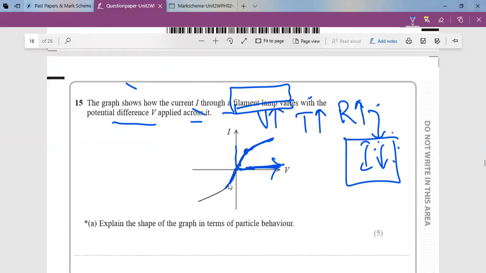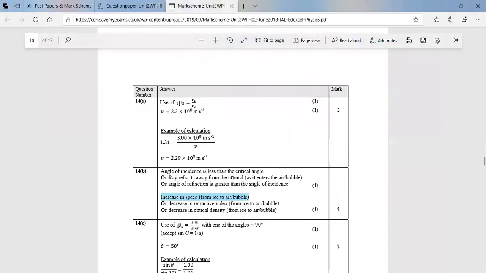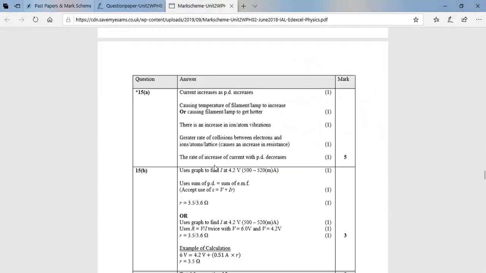As the voltage increases in the negative direction, the current initially increases, but then as the temperature increases, the resistance also increases. So this decreases the rise in current on this side as well. So you get a curve, you don't get a straight line, because the resistance continuously changes. So let's look at the marking scheme for it because it's a theoretical answer.